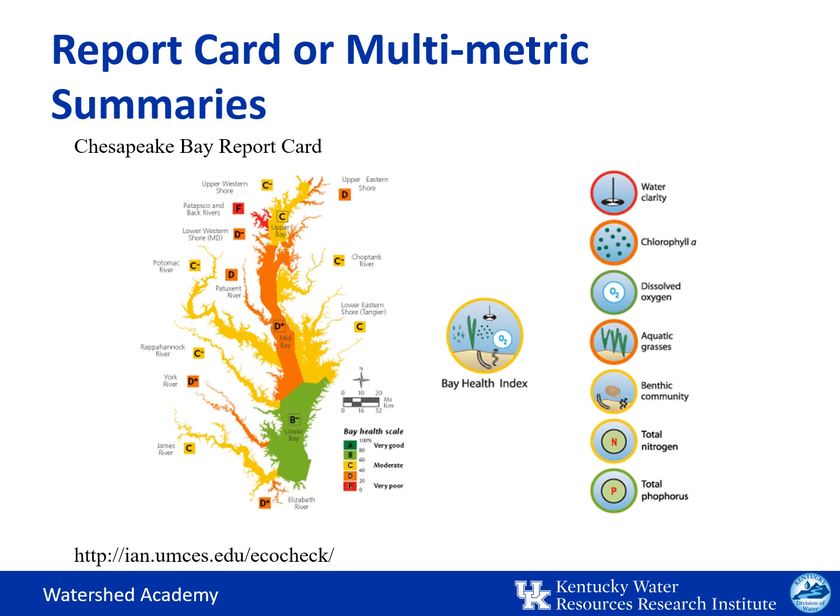Here's an example from the Chesapeake Bay report card. They've taken a lot of variables, listed over to the right, and summarized them into an overall Bay health indicator. This allows for a very quick visual summary based on a scale from green, good, to red, bad, for someone to see at a glance where the impacts are occurring.